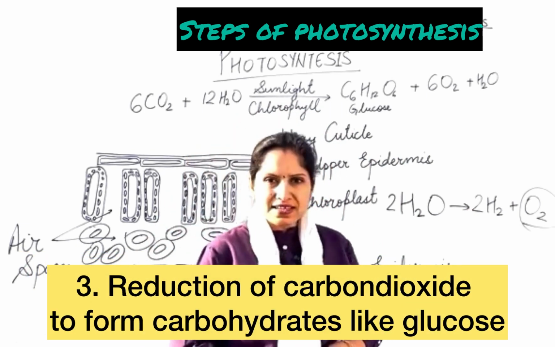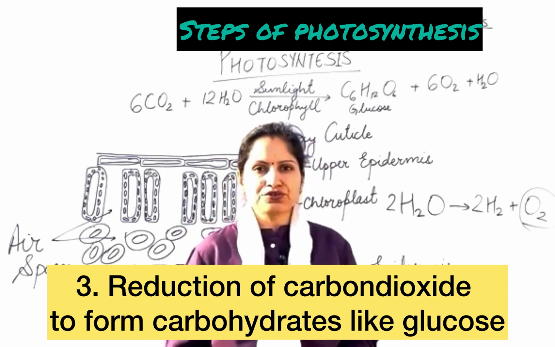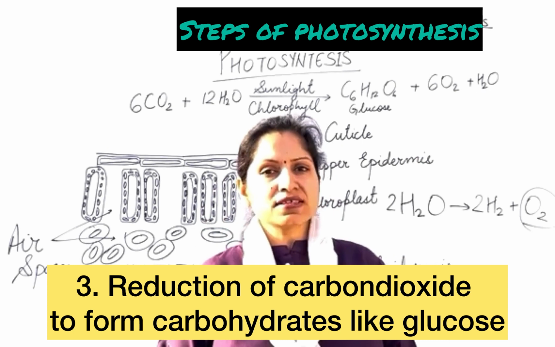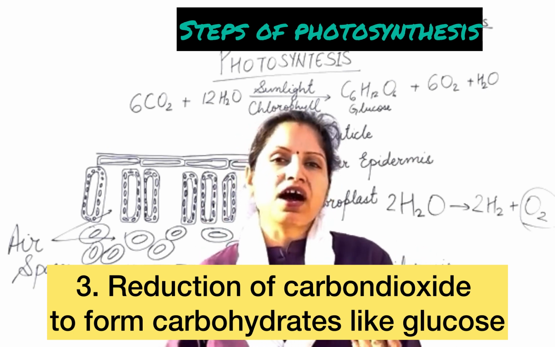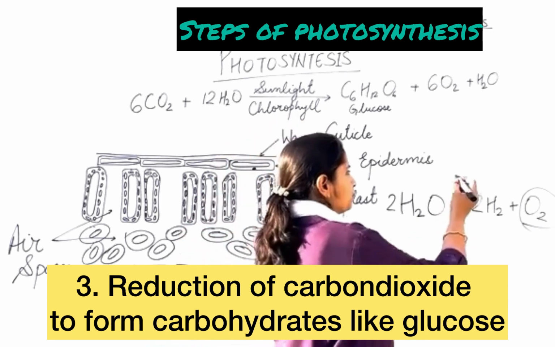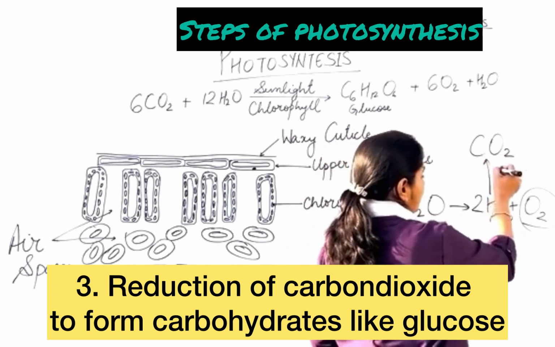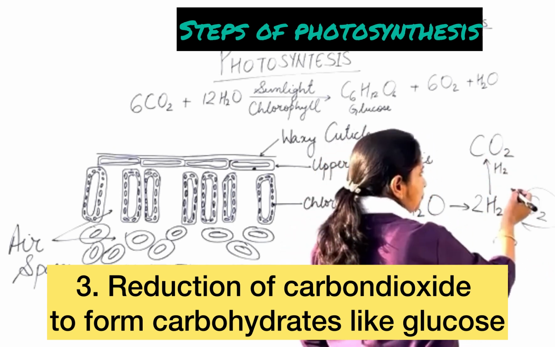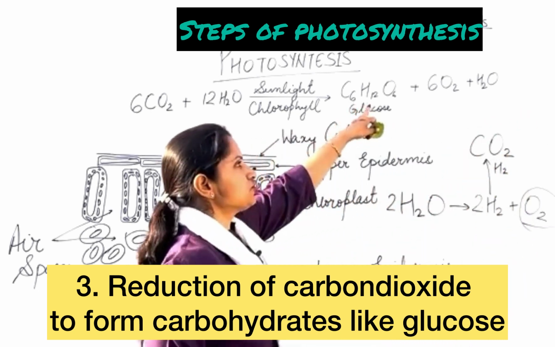Then comes the third step of photosynthesis. Here we have hydrogen, so we are going to utilize this hydrogen. The third step of photosynthesis is reduction of carbon dioxide to form carbohydrates. Why are we calling it a reduction process? Because you know the formula of carbon dioxide is CO2, and here we have hydrogen that will be added to carbon dioxide and we'll get glucose, whose formula is C6H12O6.